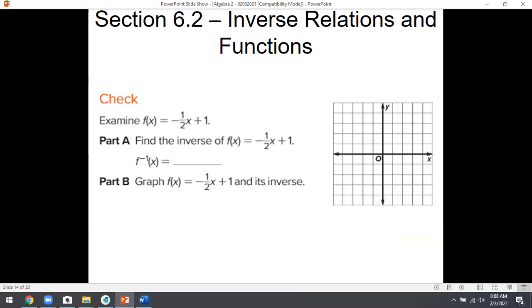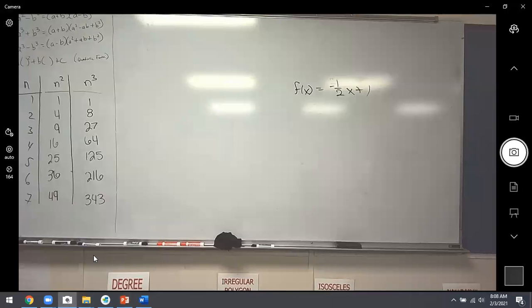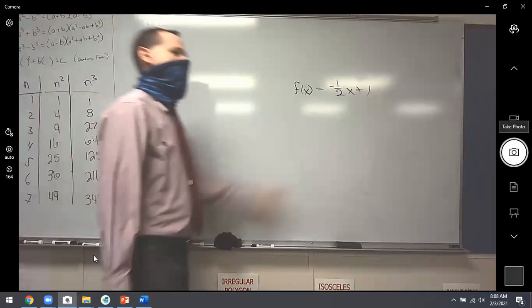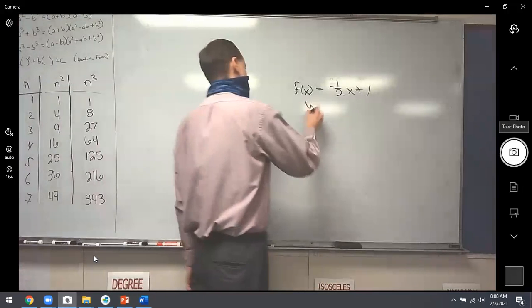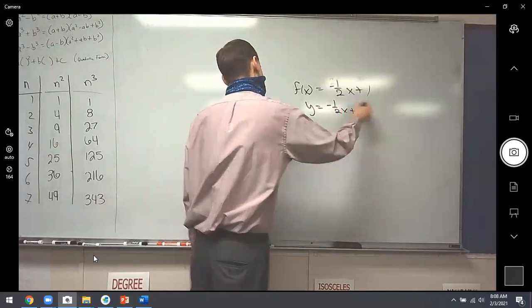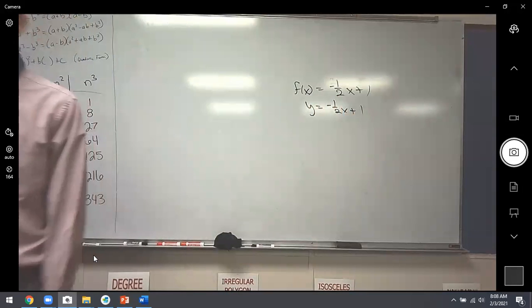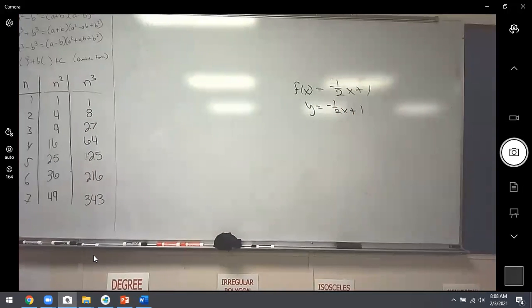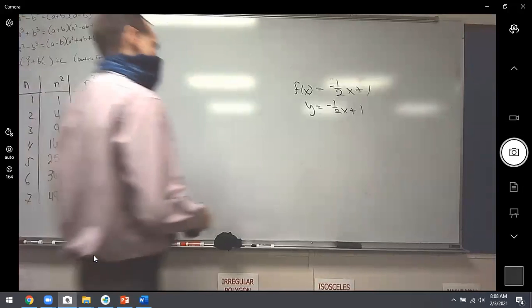Let's try another one. Let's do this check. f of x is negative a half. Might have to undo a fraction or something. That's okay. Just keep doing the same procedure no matter what it is. Step 1, call f of x y. Didn't do anything useful, just rather write y than f of x over and over again.